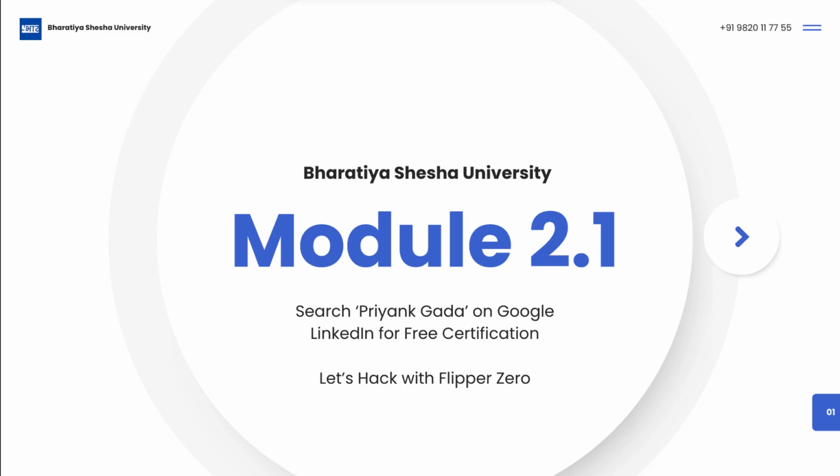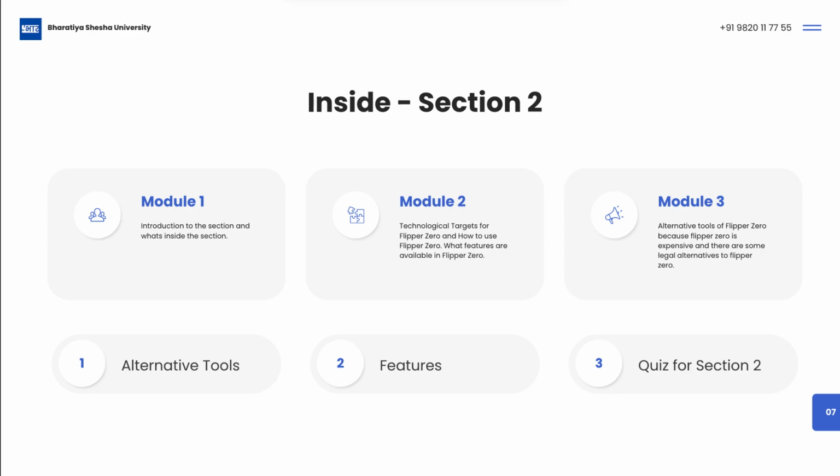In this video, we are going to take a look at what's inside section 2. Section 2 is divided into 4 modules. The first module is the module that you are watching. It contains what's inside the section. The second module is actually about technological targets for Flipper Zero.